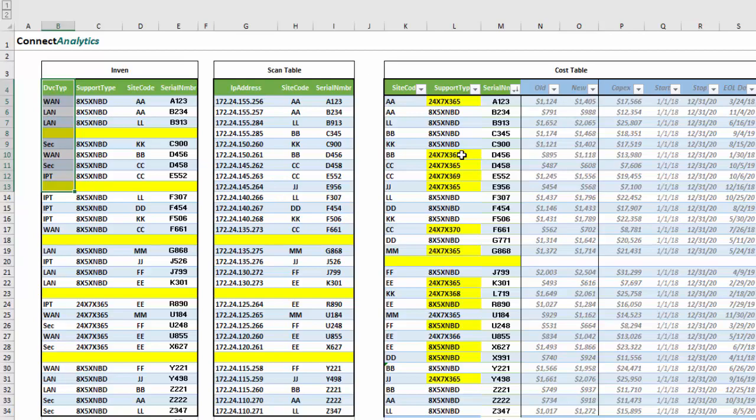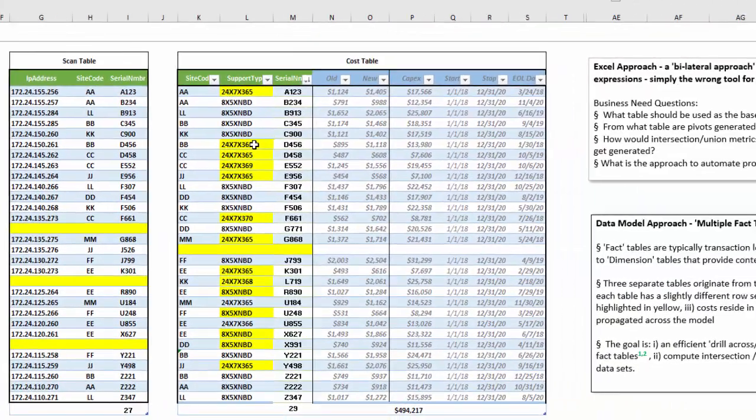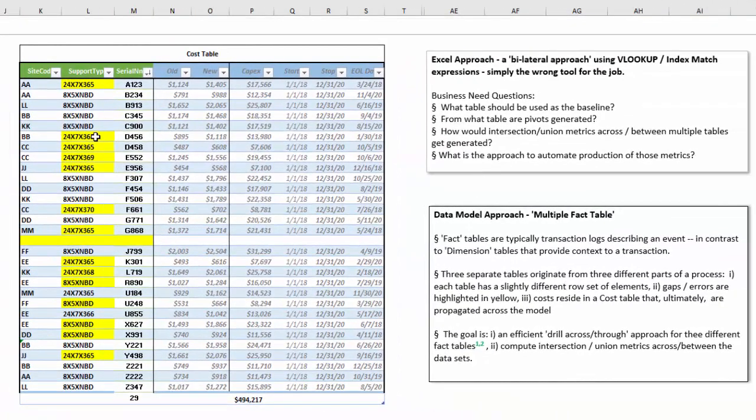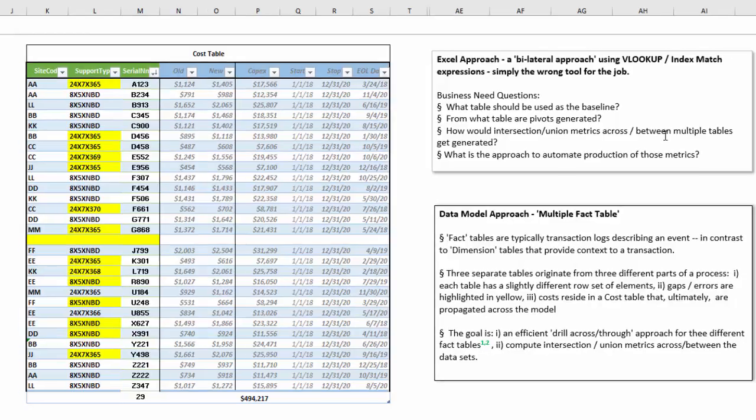You know, the typical Excel approach, which is to use a VLOOKUP and index match types of expressions, is simply the wrong tool for the job. All you've got to do is ask yourself a set of questions. Which of these tables should be used as the baseline? From what table are pivots going to be generated? How would intersection metrics across multiple tables get generated? And what is the approach to automate the production of those metrics? The traditional tool set simply falls apart.